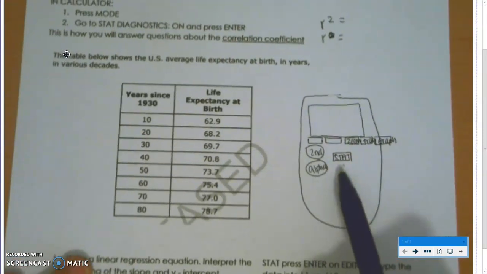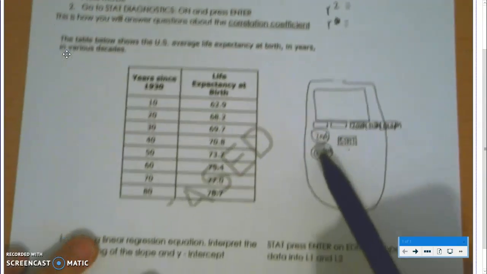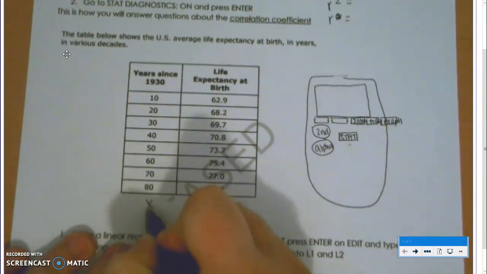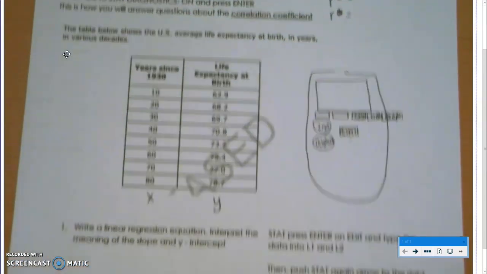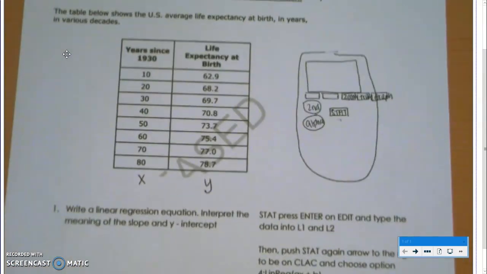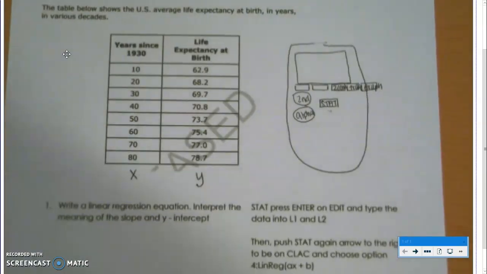This is telling us the X is the years since 1930, and the Y column is the life expectancy at birth. Anytime you get a table like this, the first column is the X and the second column is the Y. Number one wants us to write a linear regression equation and interpret the meaning of the slope and the Y-intercept. So we have to get this table into our calculator.